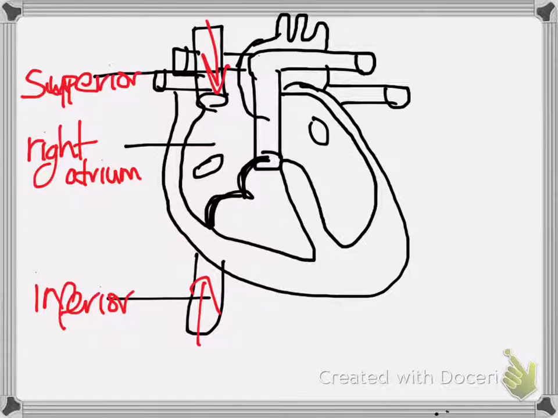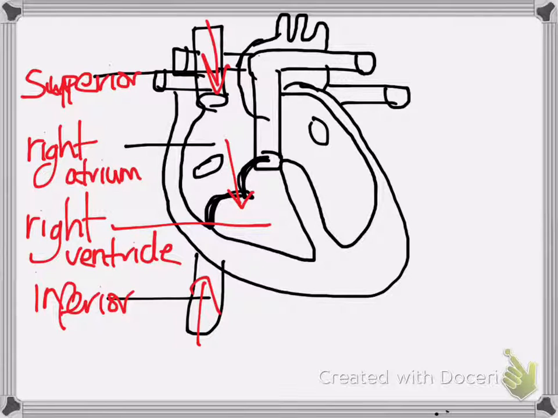Once it enters the right atrium, it goes into the second chamber of the heart, which is the right ventricle. In order to move into the right ventricle, the blood must go through a valve, which is there to stop the blood from moving in the wrong direction or going backwards. This valve is called the tricuspid valve, and it is called that because it has 3 flaps.